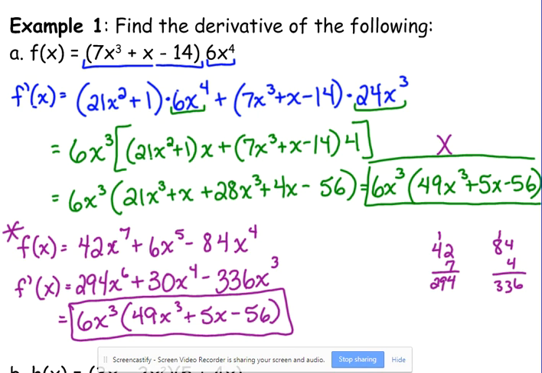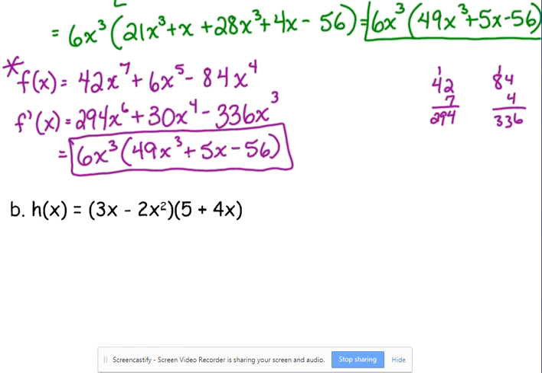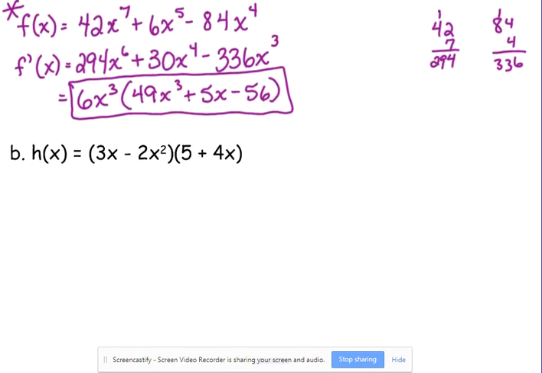I can get to that factored form quicker if I use the product rule. So typically, if they have it set up as a product, they're generally wanting you to use the product rule, okay? Just as a general rule. Okay, so same thing applies to this example right here.